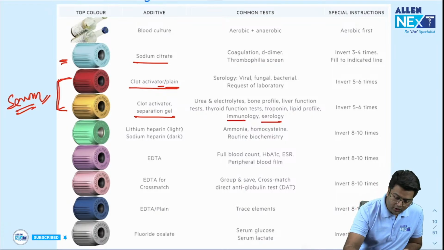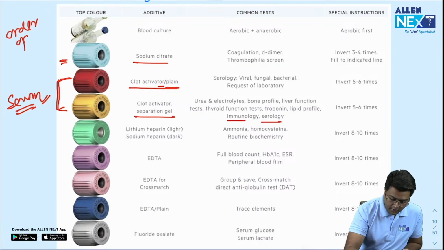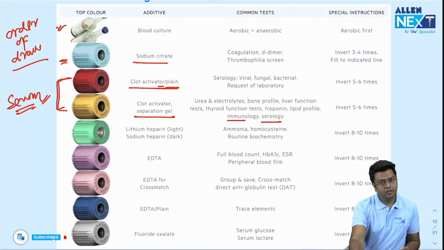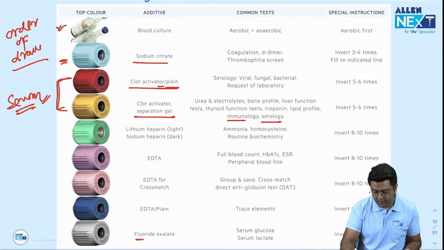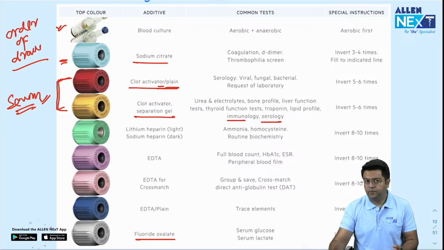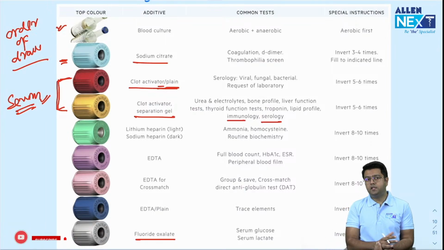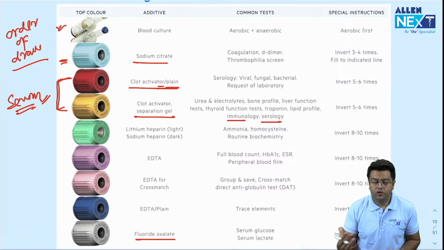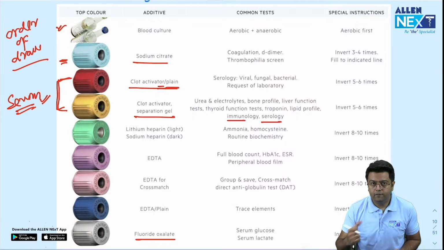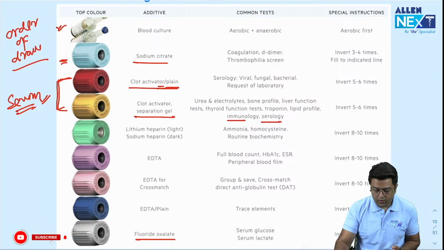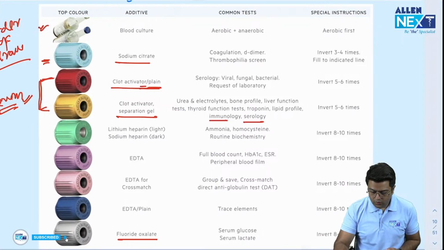And guys, this is also the order of draw. Okay, the sequence, as you can see: first I should take the sample in the culture bottle, and the last should be the gray, which has potassium oxalate. If it is the first one, it will interfere with the hematological parameters, because the fluoride and oxalate may interfere with them. That's why it should be taken last. Clear? Okay. So let's move to our next point.